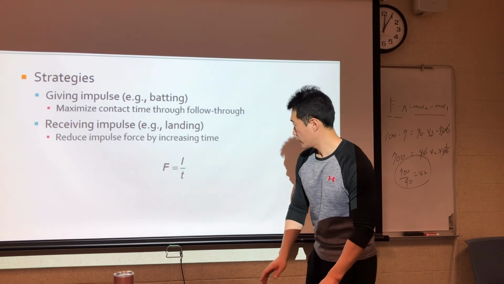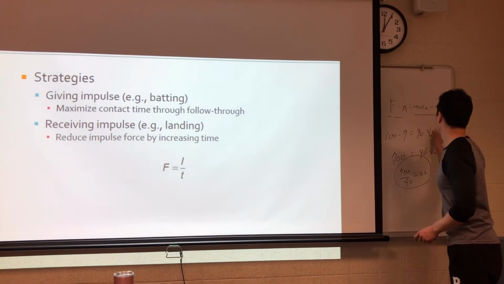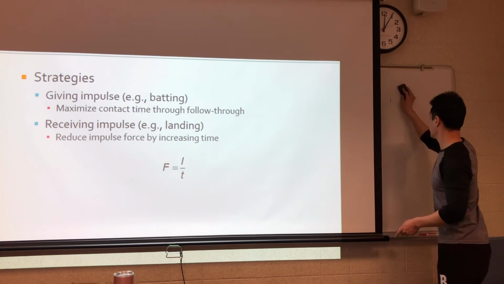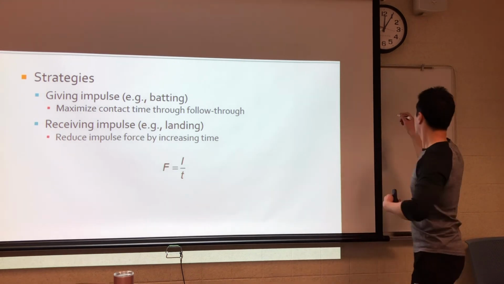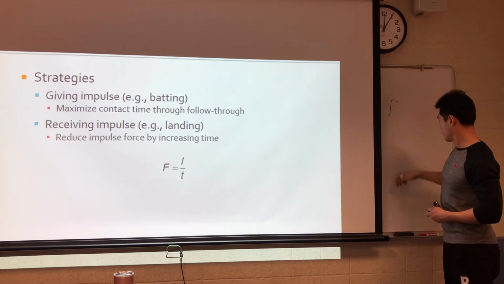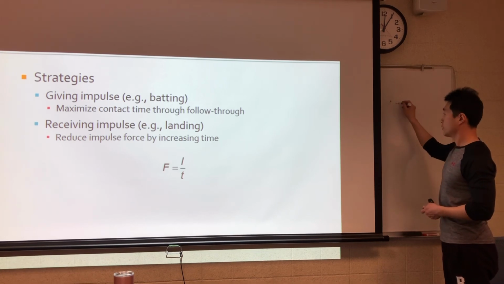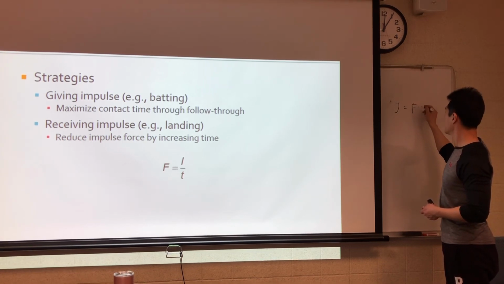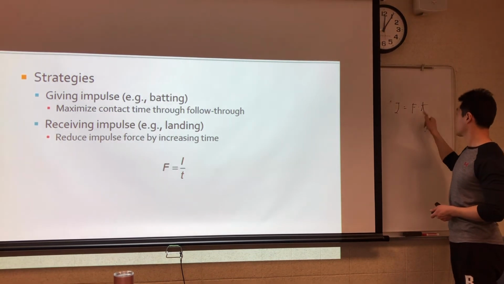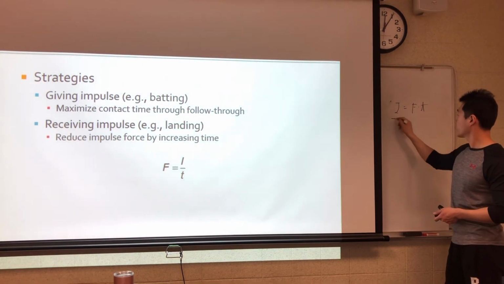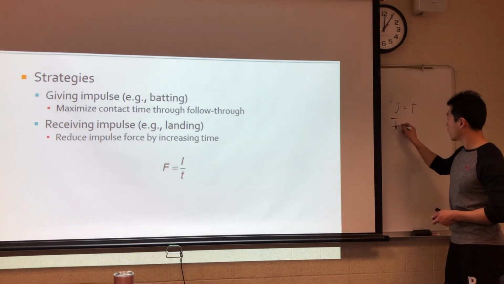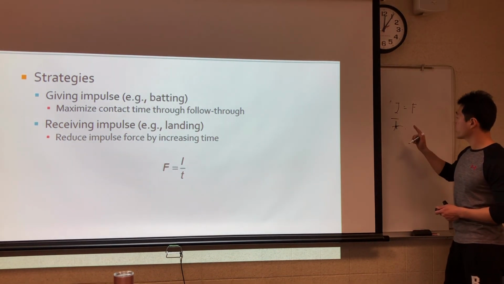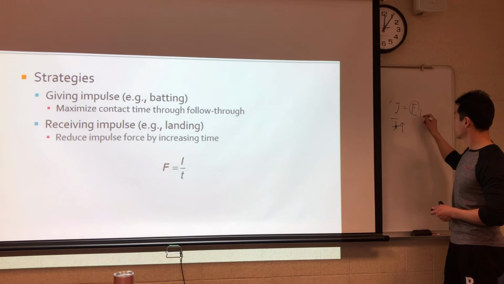So again, this is for minimizing, reducing the force. Impulse is equal to F times t, right? Force times t. So you can divide each side by t. Then F is equal to I over t. So by increasing this contact time, you will be able to reduce the force.